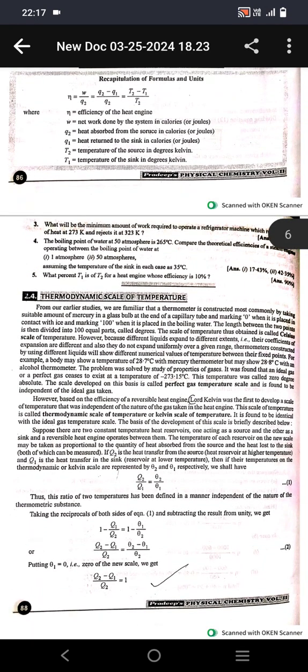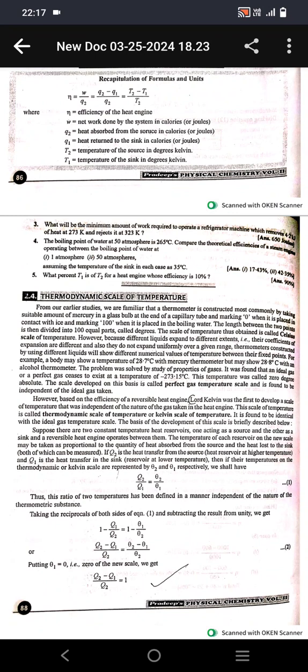Second topic is thermodynamic scale of temperature. From our earlier studies, we are familiar that a thermometer is constructed most commonly by taking a suitable amount of mercury in a glass bulb at the end of a capillary tube and marking 0 when it is placed in contact with ice and marking 100 when it is placed in boiling water. The length between the two points is then divided into 100 equal parts called degrees. The scale of temperature thus obtained is called a Celsius scale of temperature.